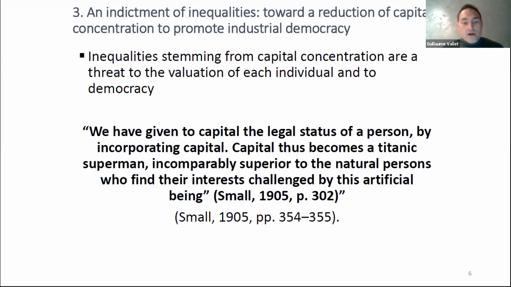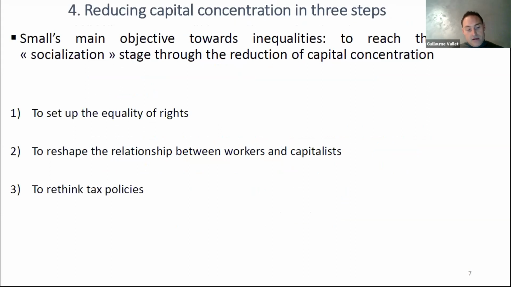Because, as mentioned earlier, capital concentration is a threat to economic efficiency on the one end, but also to democracy on the other end, because this capital concentration gives too much economic power to only a few people. And the problem is that this power would translate into political power, preventing people from realizing their equality of opportunity. This is why we can present now what Small had in mind to change the system and to solve this problem related to capital concentration.